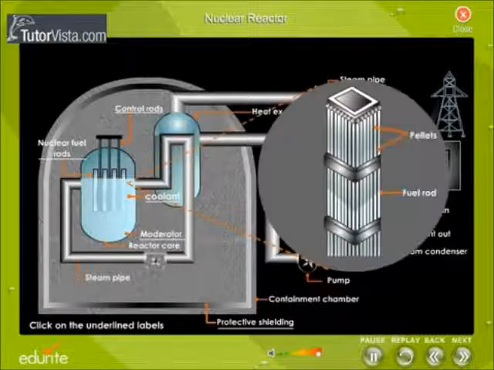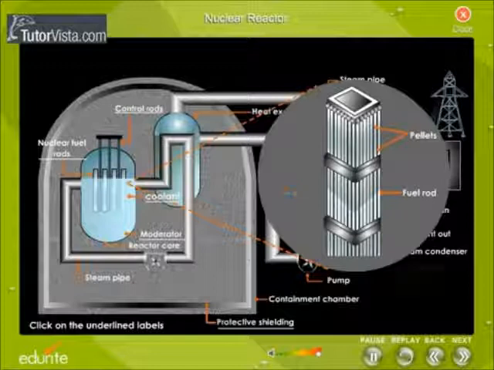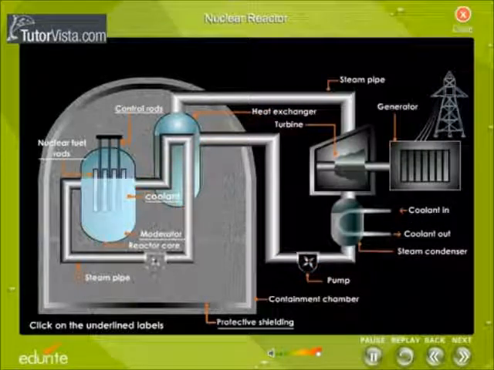Fuel rods. This is how the fuel rods are arranged in a reactor core. Inside each fuel rod, there are hundreds of pellets of enriched uranium fuel stacked end to end. A neutron is used to trigger the reaction. A suitable neutron source is placed in the neighborhood of the fuel rods. The neutron source is not shown here.